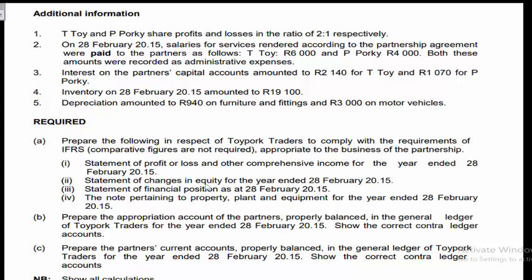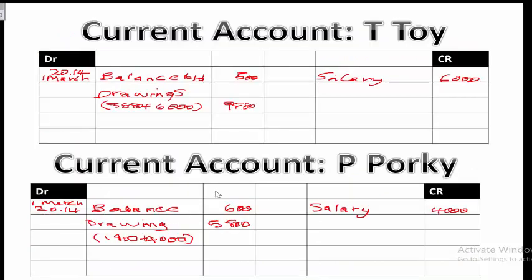additional information or adjustments. Interest on partners' capital accounts amounted to 2,140 for T-Toy and 1,070 for P-Porky. So when you look at this, you ask yourself, is this the actual amount that you're going to be recording, or you need to calculate the interest? According to what is given, the information is complete, and then we are going to record this directly into the current accounts and the appropriation account. So let's carry right along.